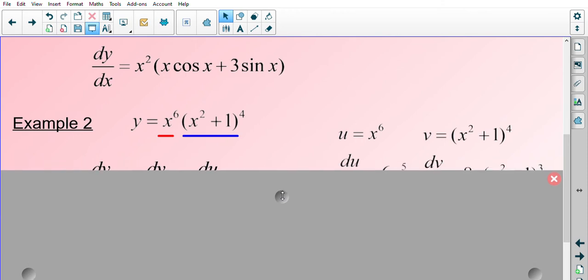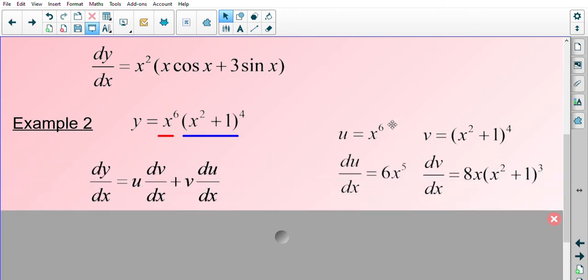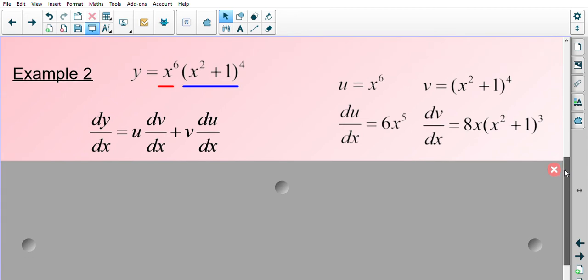So if I differentiate them, because I'm going to have to use the differentials of both of them in my formula, if I differentiate x to the power 6, I'm going to get 6x to the power 5. If I differentiate my v, well, the 4 would come down using the chain rule, so it would be 4 bracket x squared plus 1 to the power 3, but I need to remember to multiply by the differential in here. The differential here would be 2x. So the 4 would multiply by the 2x, so I'm going to get 8x bracket x squared plus 1 to the power 3.